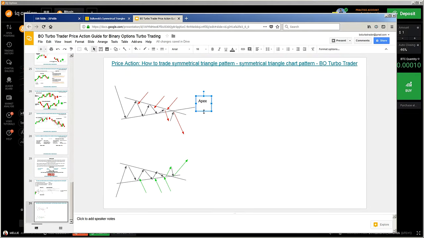I called this symmetrical triangle in the video. I called it asymmetrical triangle because I also don't know how it's called. What's important is that you know how to trade them, because you can spot them and then you can trade them. So this point here is called the apex, and I'll copy paste, and this one here too.